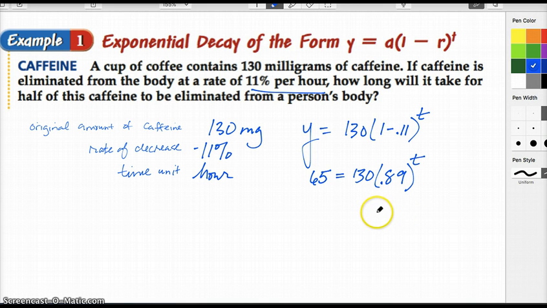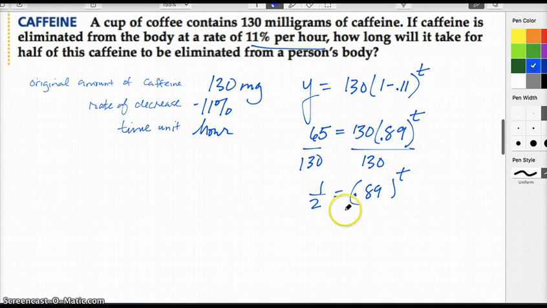And I think from here, the setup is probably the hardest thing. You all are pretty strong and you know how to solve this. We're going to divide both sides by 130. And we know that this is just 1/2 is equal to 0.89 to the t power. In order to solve, to get an exponent that is a variable out of the exponential place so we can handle it, we take the log of both sides.